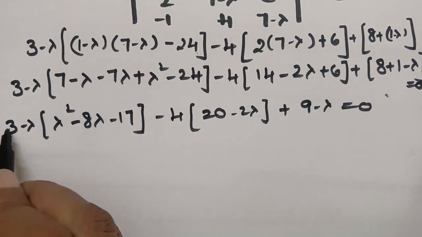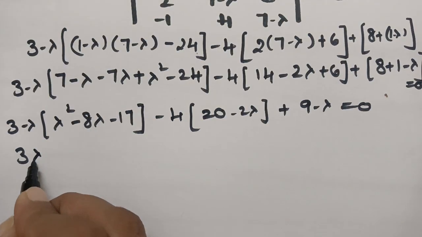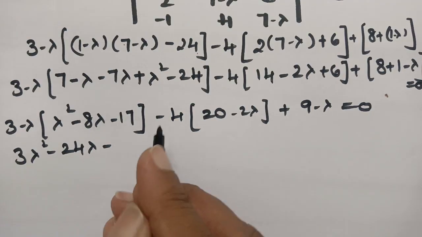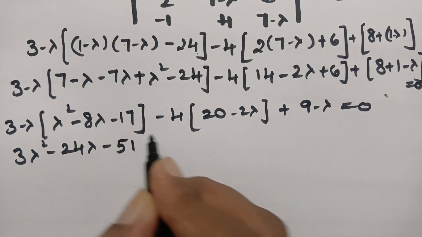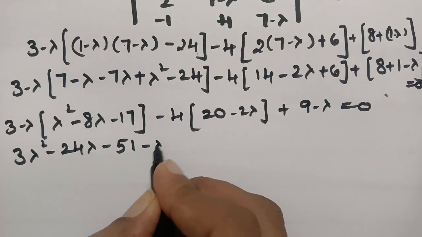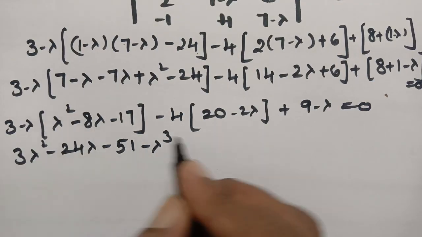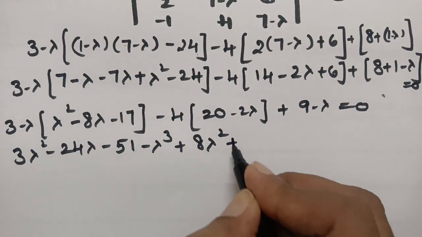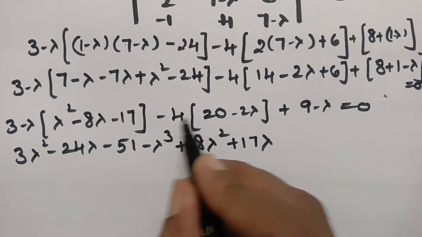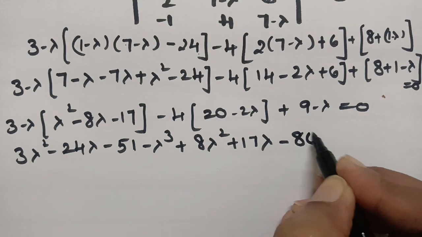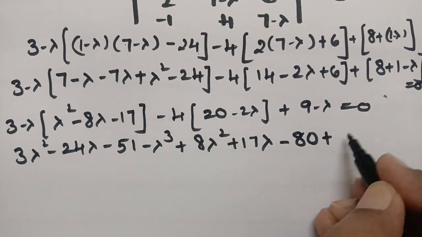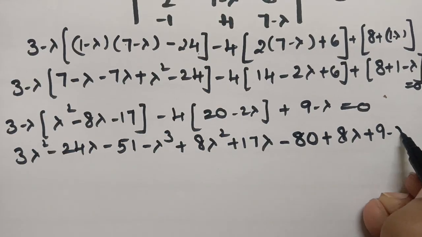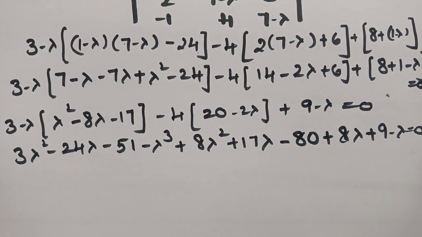And now I am going to multiply with 3, so this is going to become 3 lambda square minus 24 lambda minus 3 7s are 21, 2 and 5, and this is minus lambda cube, and this is minus into minus plus, this value is 8 lambda square and this is plus 17 lambda and this is minus 80 and this is minus of minus plus, this value is 8 lambda and this is 9 minus lambda is equal to 0, clear.